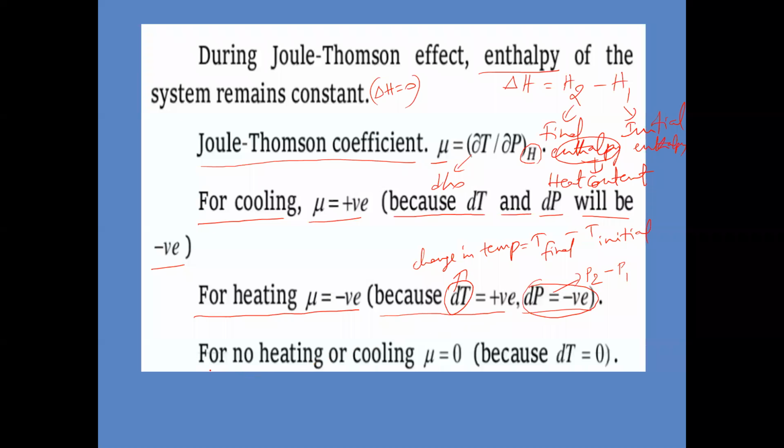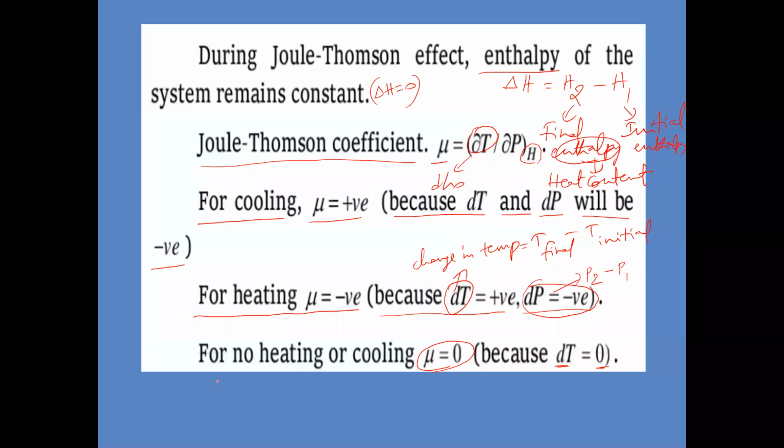Next, for no heating or cooling, mu is equal to 0. Mu is 0 for no heating and no cooling effect, because dT becomes 0 here. When dT is 0, 0 divided by dP is 0, so mu becomes 0. That is when the gas exhibits no heating effect or cooling effect, and the Joule-Thomson coefficient is 0. So this point you have to understand. It is about the heating effect and the cooling effect.